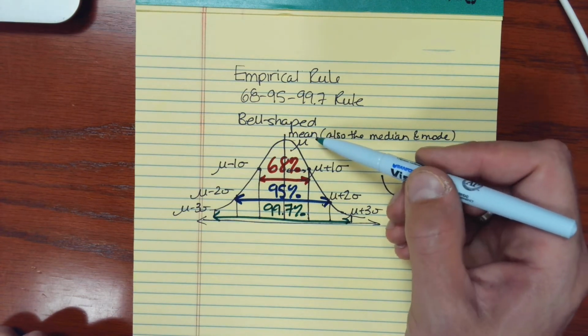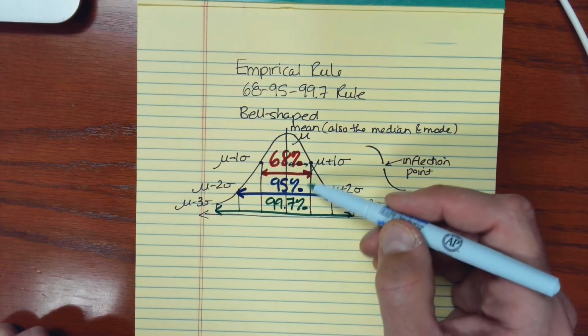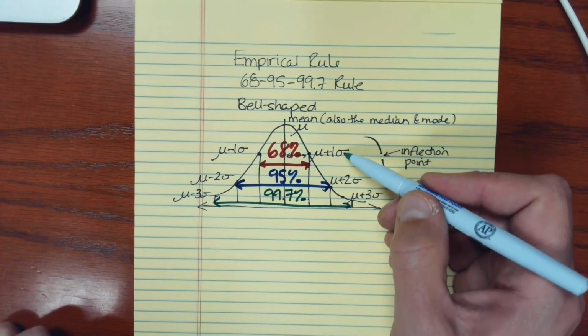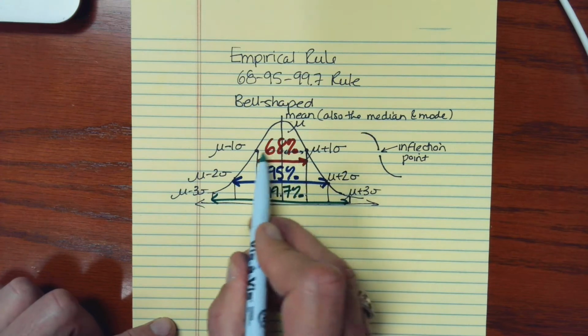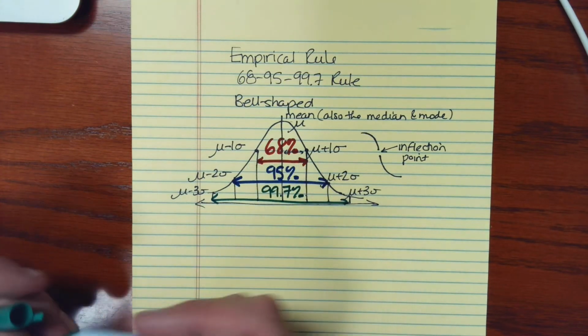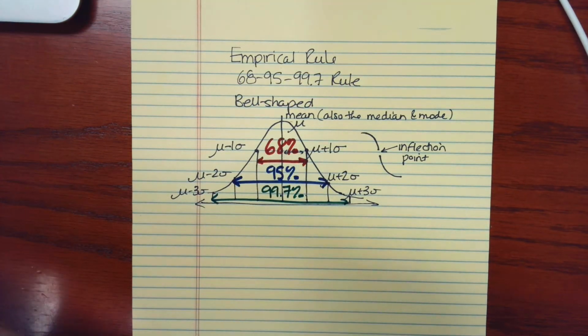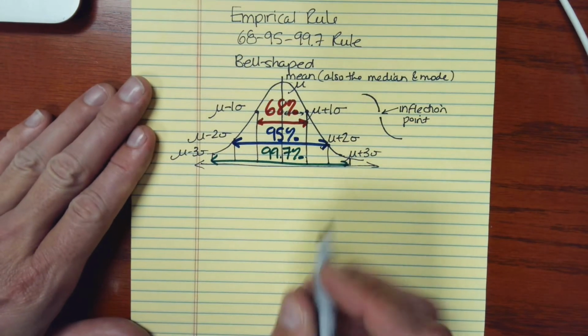So if we know that a distribution is bell-shaped, and we know where the center is, in other words, the mean, and we know its measure of spread, either the sample standard deviation or population standard deviation, we can estimate the amount of data that is within a certain range. So let me give you an example.